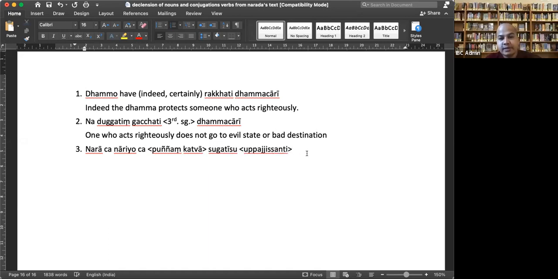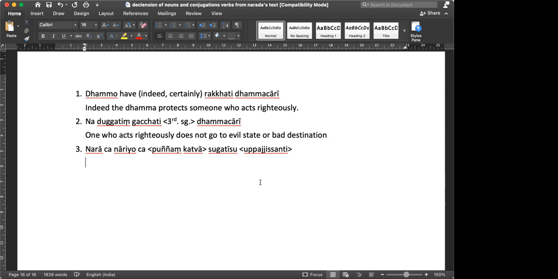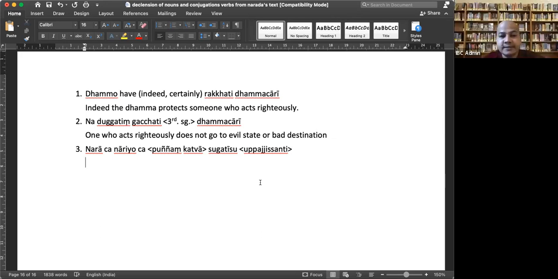Now, upajisanti is the final verb here, right? What kind of verb is this? Is it a present tense verb, past tense verb, or future tense verb? Future tense, yes. This is the future tense main verb. Upajisanti means will arise, will be born.